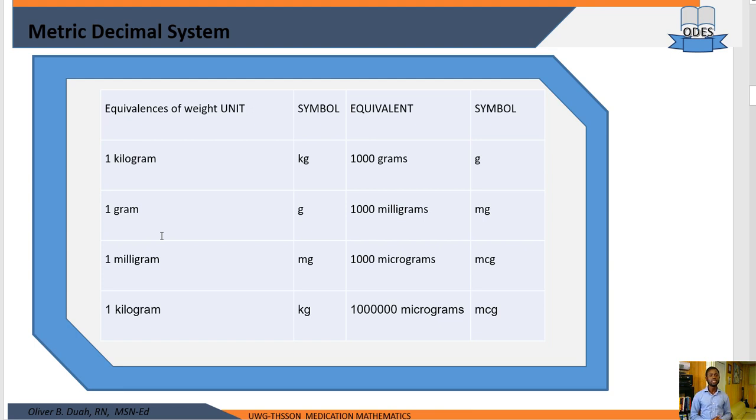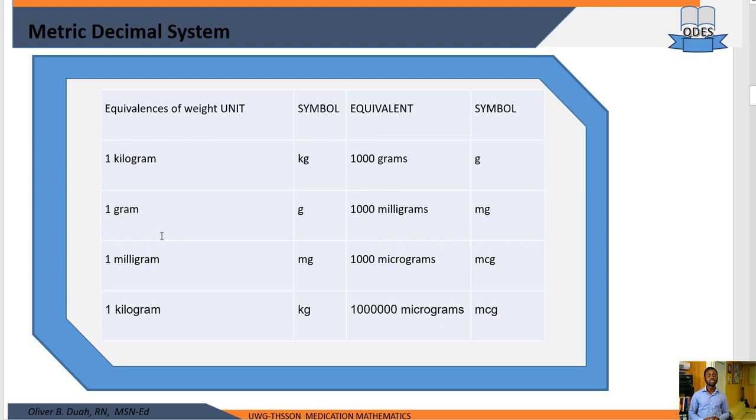So when we take the metric or decimal system, we have weight and also volume. Units of weight are normally in kilograms, grams, and milligrams. These are the most common ones we are going to be using.